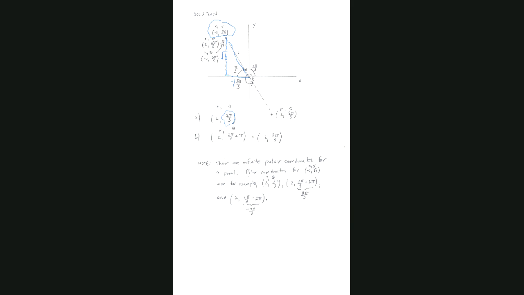Okay. The radius is 2. So for part A, you wanted the radius to be 2, and you wanted the angle to be between 0 and 2 pi. So that's part A. Are there any questions on part A?